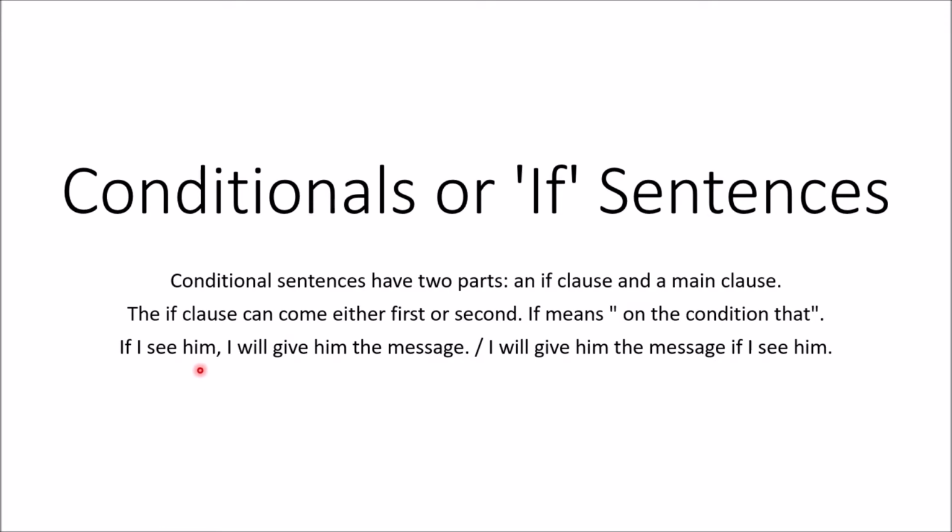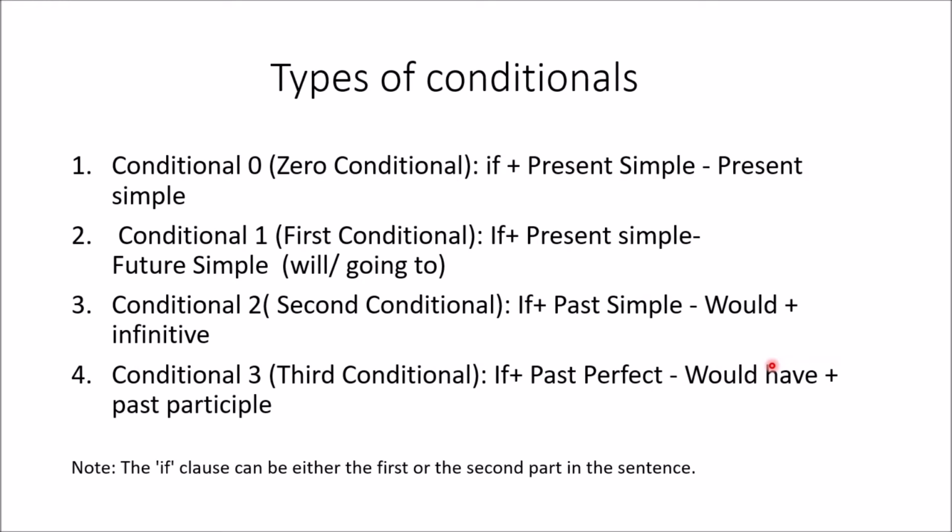If I see him, I will give him the message. I will give him the message if I see him. Types of conditionals. There are 4 types of conditionals. We have type 0, type 1, type 2, and type 3.